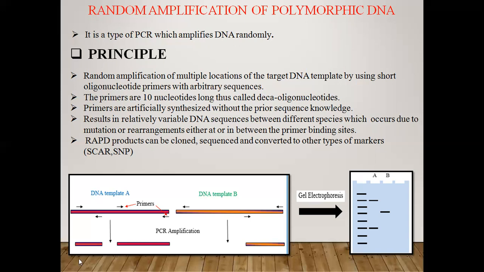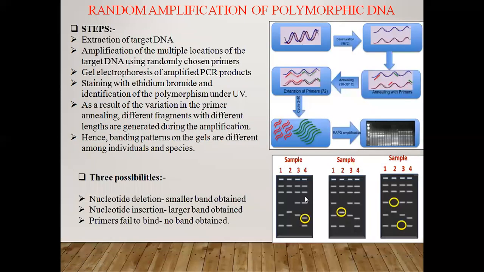So here is a small depiction, like there is a DNA template A and B. If primers bind randomly, then here two fragments are generated, and here only one fragment is generated because the primers bind to only this site. After they bind, they can be run on gel electrophoresis. So these are the steps.